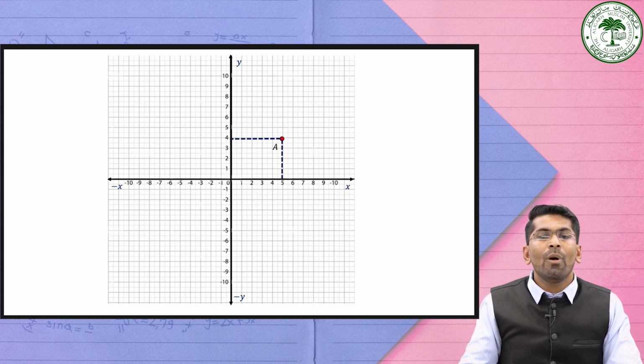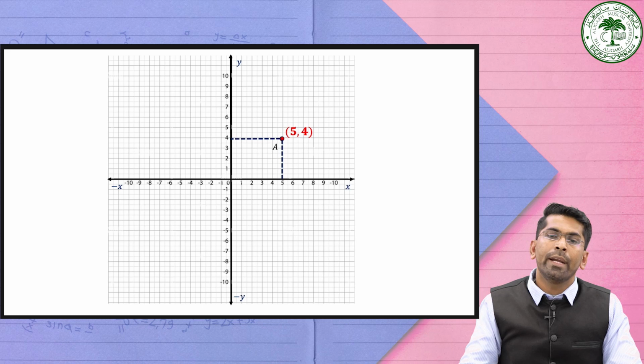So the coordinates of the point A at this particular point are 5 and 4, expressed as the point (5, 4). First we write the x value, then we write the y value. By convention, the first number inside the bracket is always the x coordinate, and the second number is always the y coordinate.